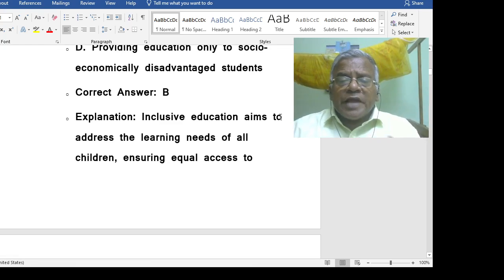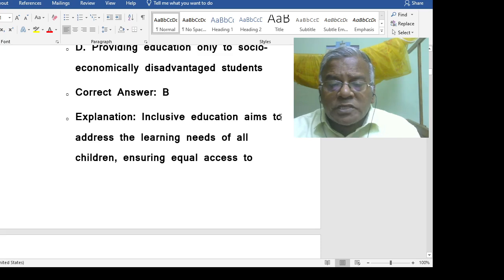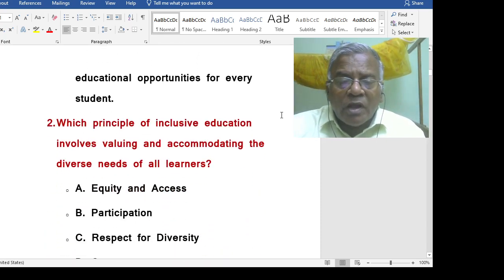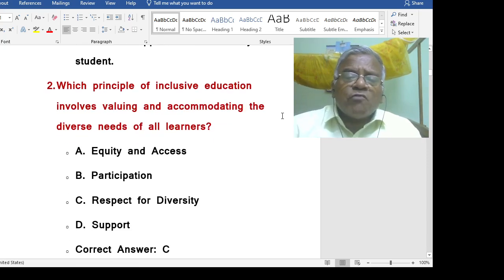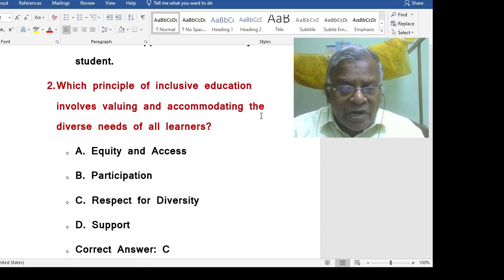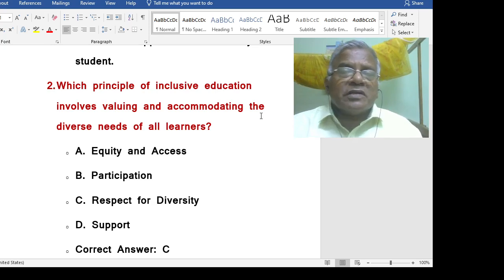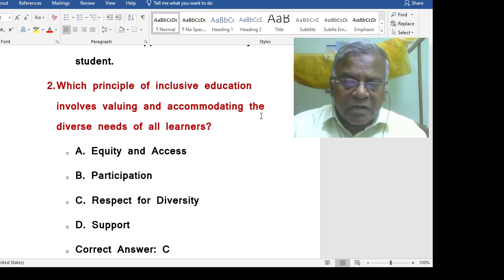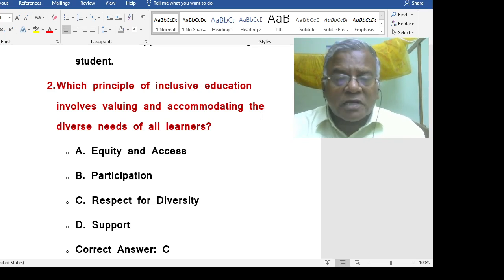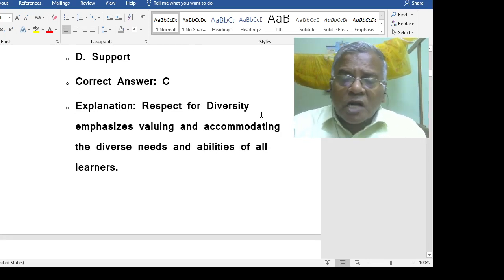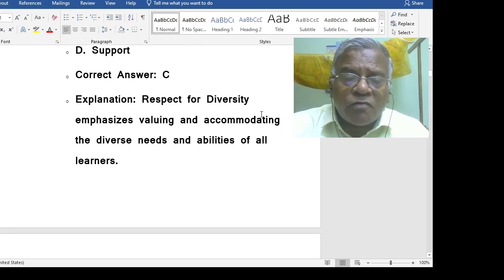So, inclusive education aims to address the learning needs of all children, ensuring equal access to educational opportunities for every student. Which principle of inclusive education involves valuing and accommodating the diverse needs of all learners? Equity and access, participation, respect for diversity, support. Of course, inclusive education needs respect for all the students. First of all, we need to accept others out of respect. So, respect for diversity, that is the correct answer. So, that is the principle also. Respect for diversity emphasizes valuing and accommodating the diverse needs and abilities of all learners.